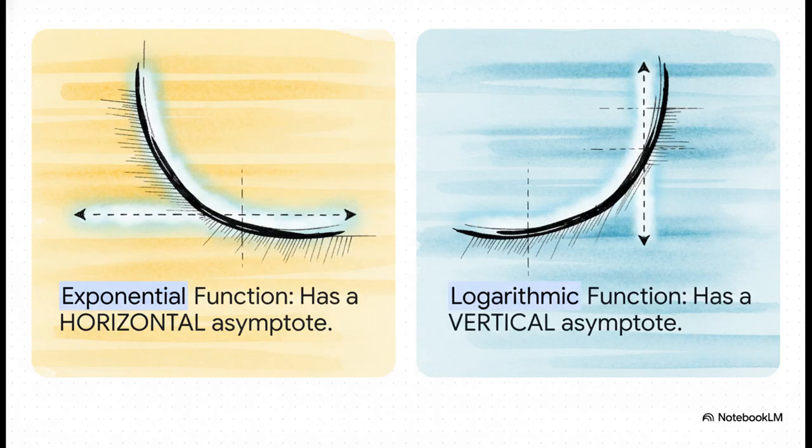Just think back to that mirror image idea. Exponential functions shoot up, but they flatten out horizontally, so they have a horizontal asymptote. Since log functions are their reflection across that diagonal mirror, they have to flatten out vertically. That means they have a vertical asymptote. They're total opposites.